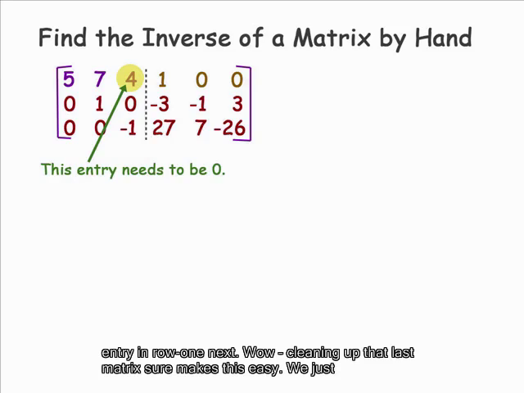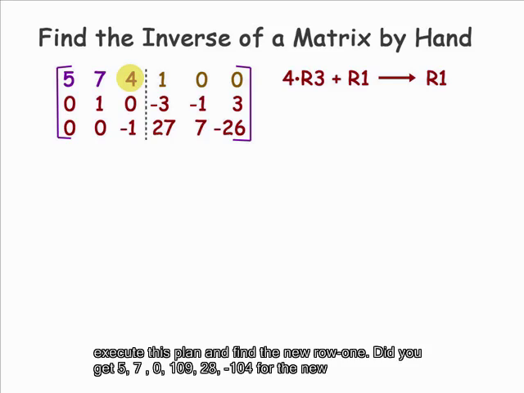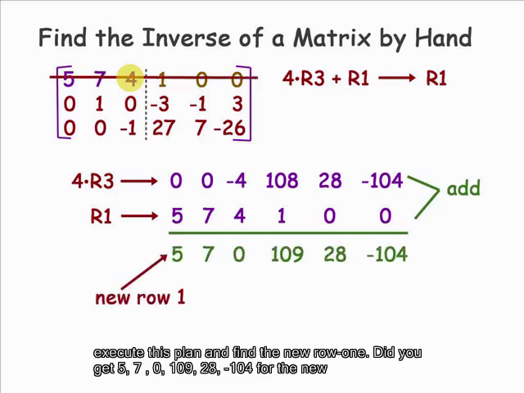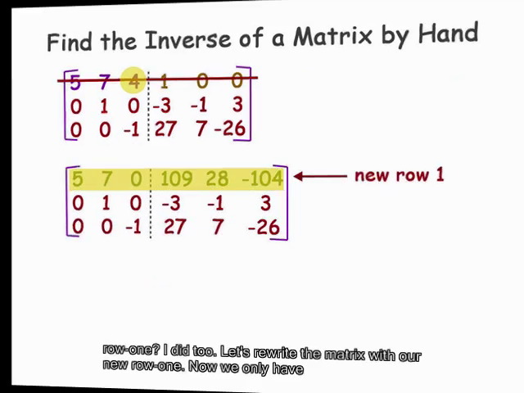Wow, cleaning up that last matrix sure makes this easy. We just need to multiply row 3 by 4 and add it to row 1. Go ahead and push pause to execute this plan and find the new row 1. Did you get 5, 7, 0, 109, 28, negative 104 for the new row 1? I did too. Let's rewrite this matrix with our new row 1.